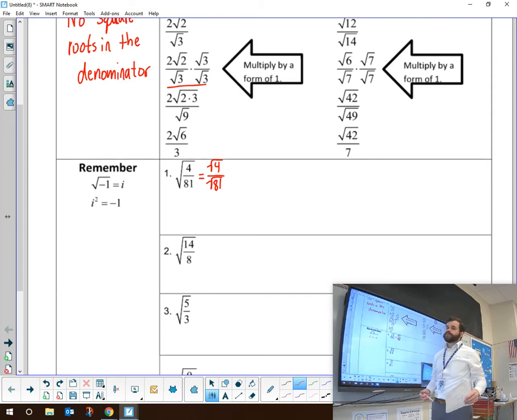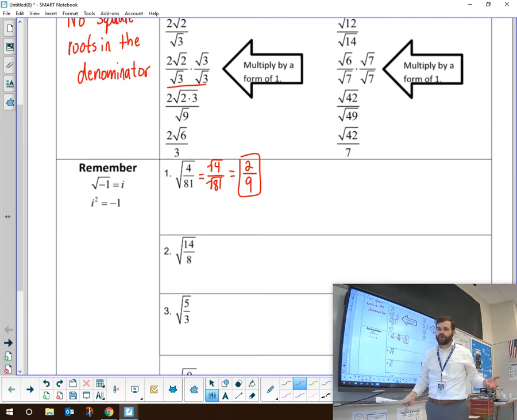Now, the reason this first one's an easy one is because we know both of these. The square root of 4 is 2, and the square root of 81 is 9. So my answer here is just 2 over 9. There you have it, okay? That's my answer. Unfortunately, they're not all going to be this easy.